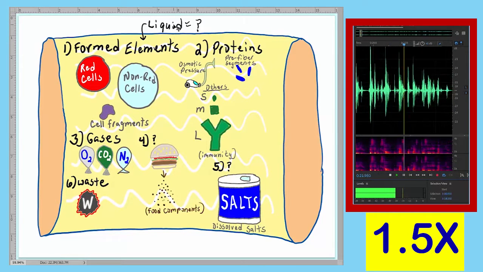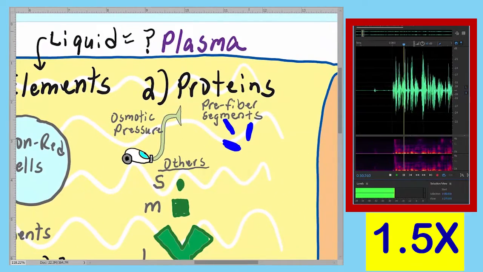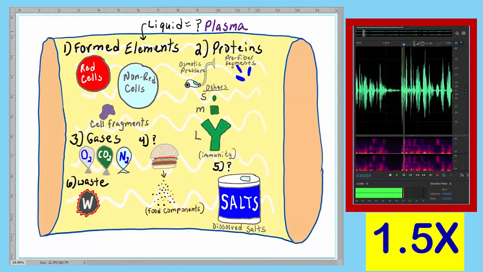This liquid is called the plasma. So let's indicate that one here. And so here, the liquid or the fluid of the blood is the plasma. Let's next focus on our formed elements.